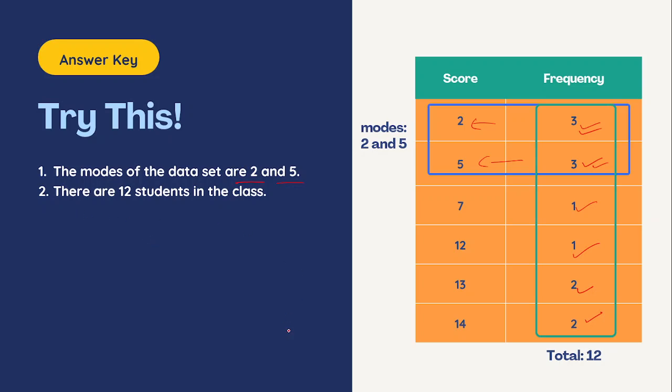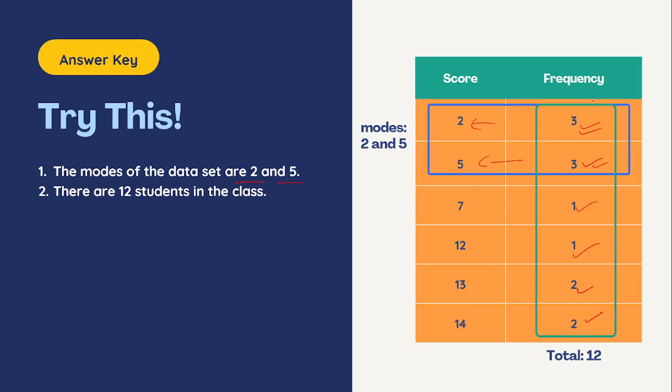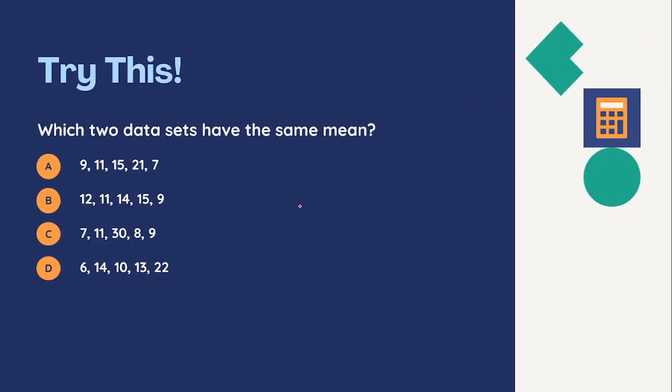Now next, the previous question was how many students are there in the class. So there, if you add all the frequencies, you will get 12. It means there are 12 students in the class. Okay. Now which two data sets have the same mean? It means you need to find its mean. How will you find its mean? Take a pause here. Apply the formula of mean.